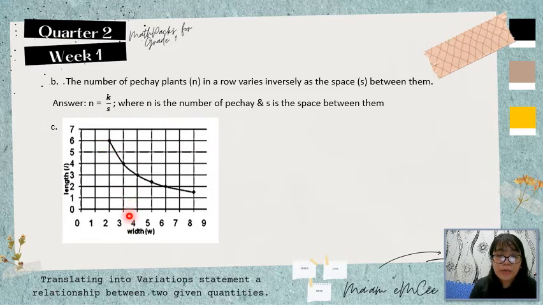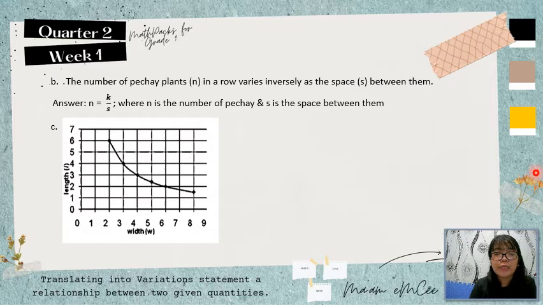Now, we increased our width. It became 3. But what happened to the length? It decreased because from 6 it became 4. And then we increased our width again. We made it 6. What happened to our length? It decreased also because from 4 it became 2. So, as the width increases, the length decreases. So this shows an inverse variation.